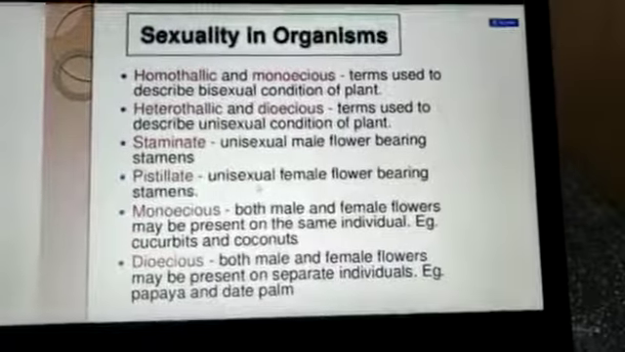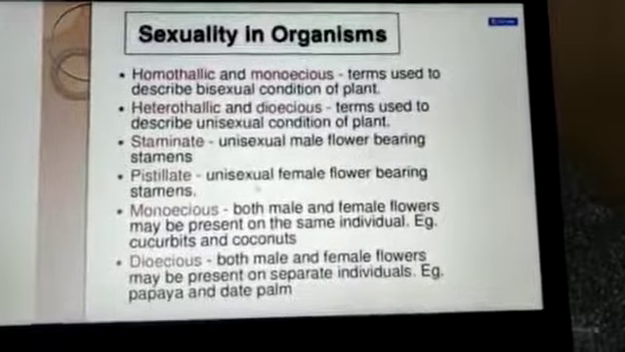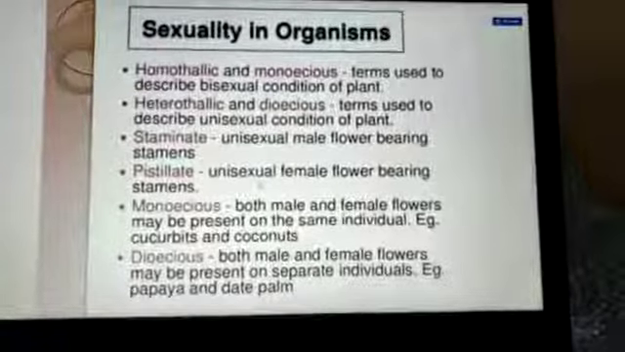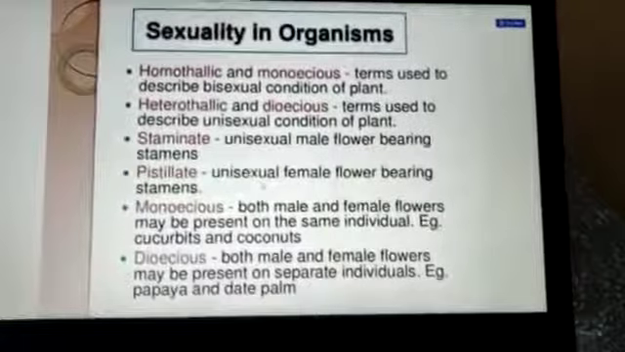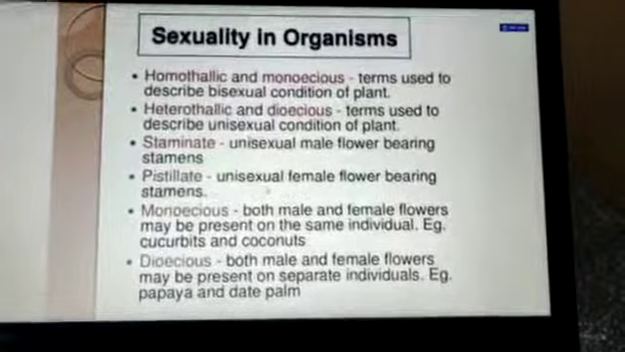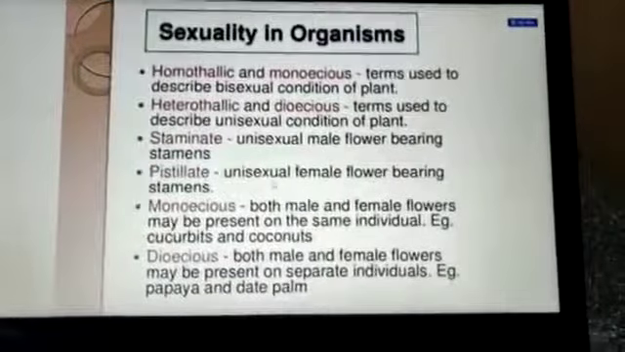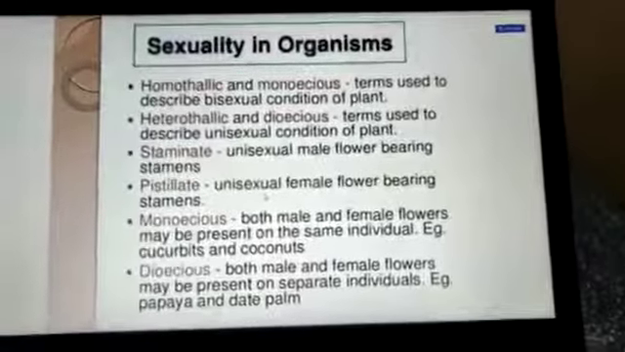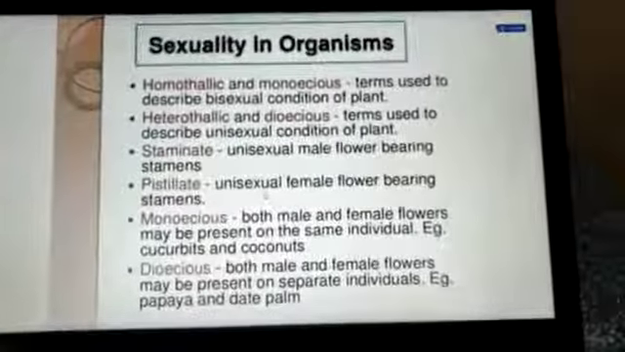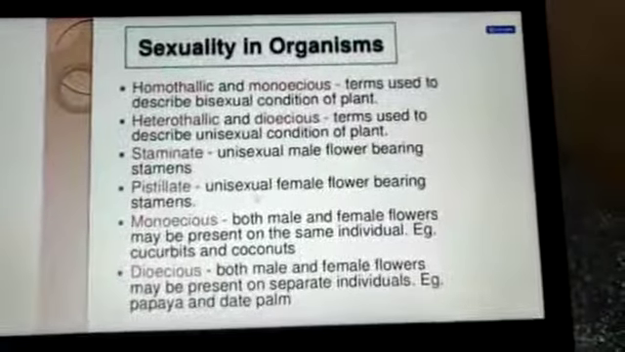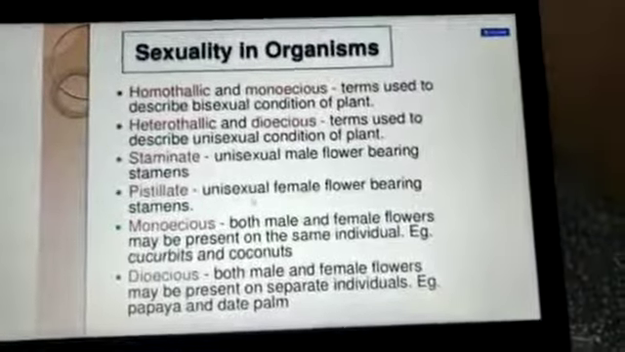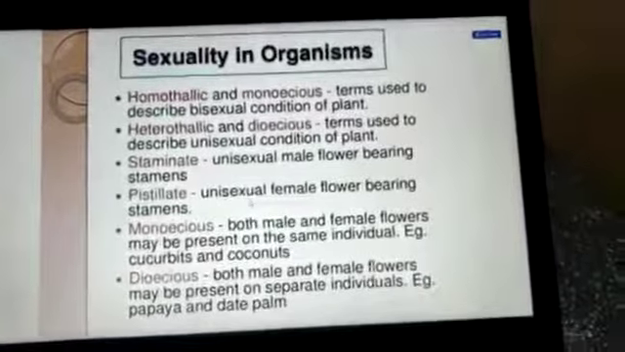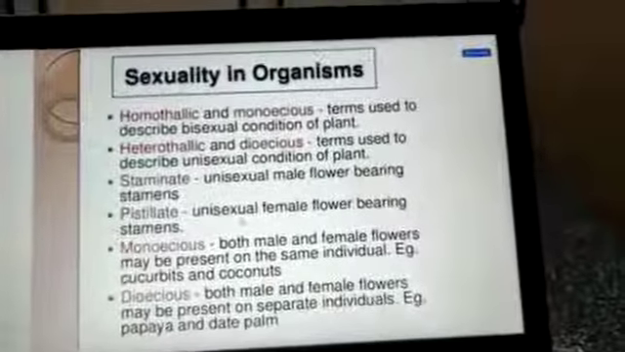Heterothallic means two different branches, two different places. Dioecious is the term used to describe the unisexual condition, meaning two different types of sexes present on different areas or places or different branches. Now staminate: a unisexual male flower bearing stamens. The flower which contains the stamens. Stamen is nothing but the male reproductive part of the flower. Pistil or carpel is the female part, or a female flower. They are unisexual, pistillate.